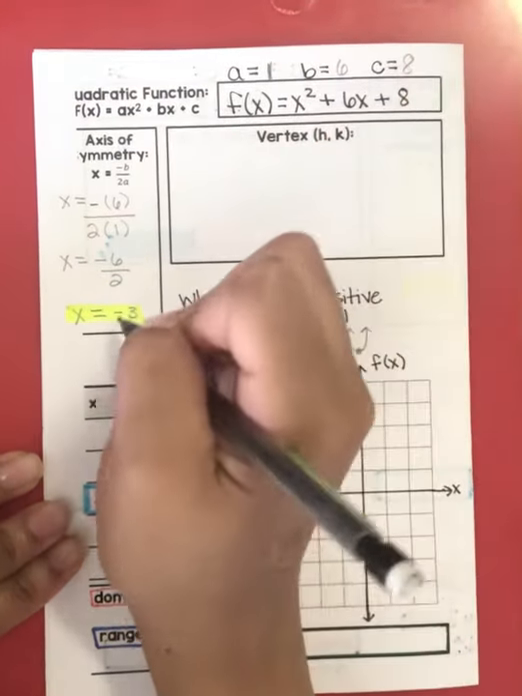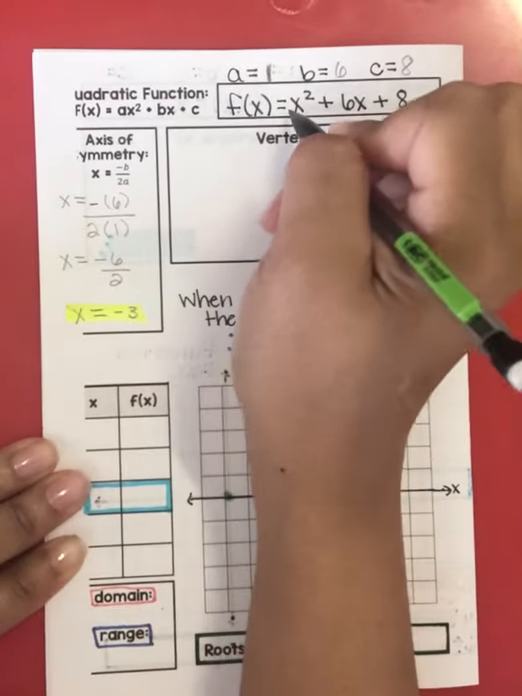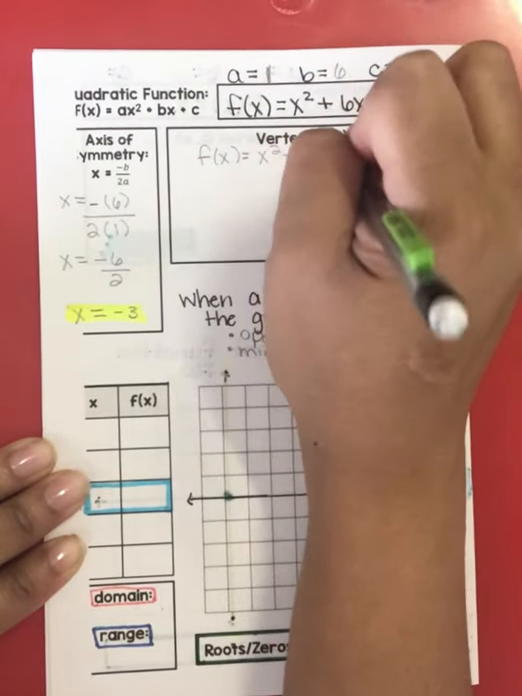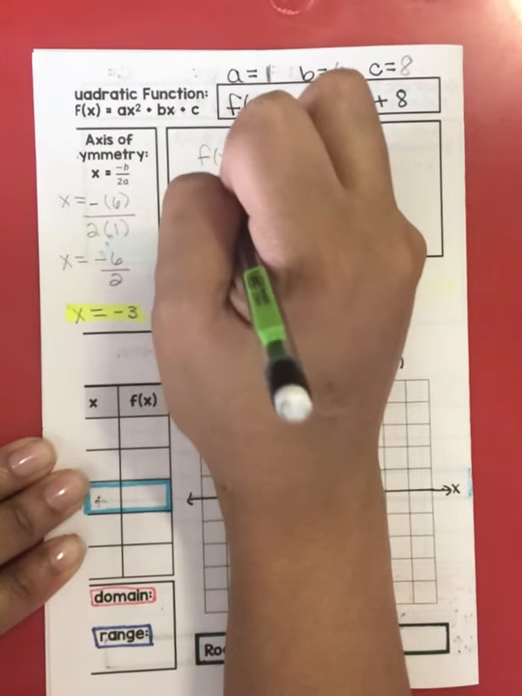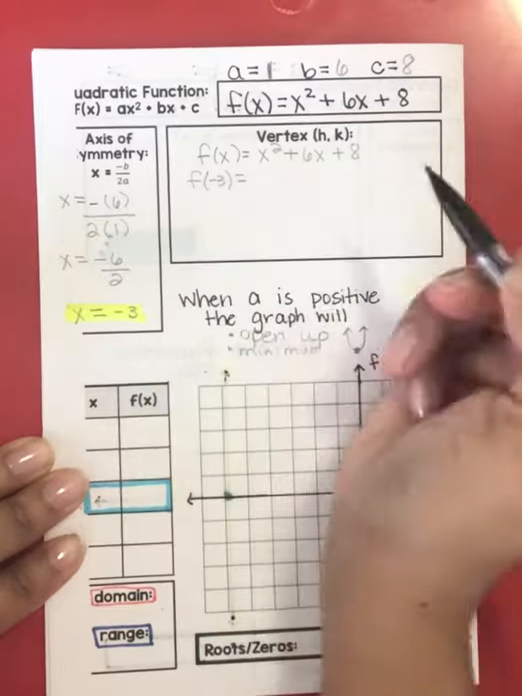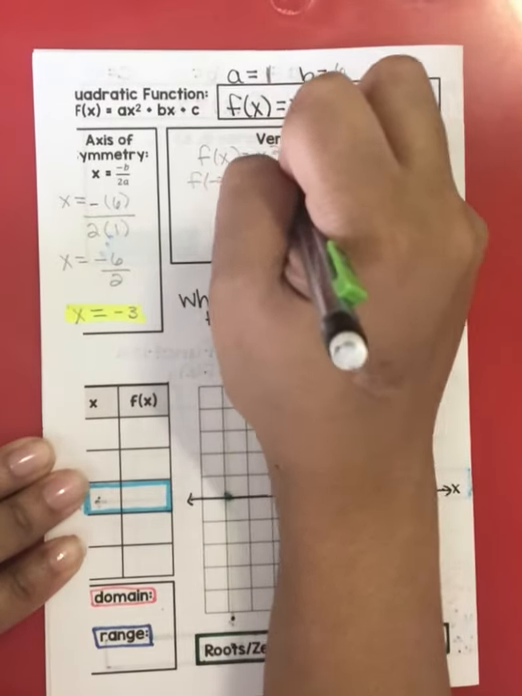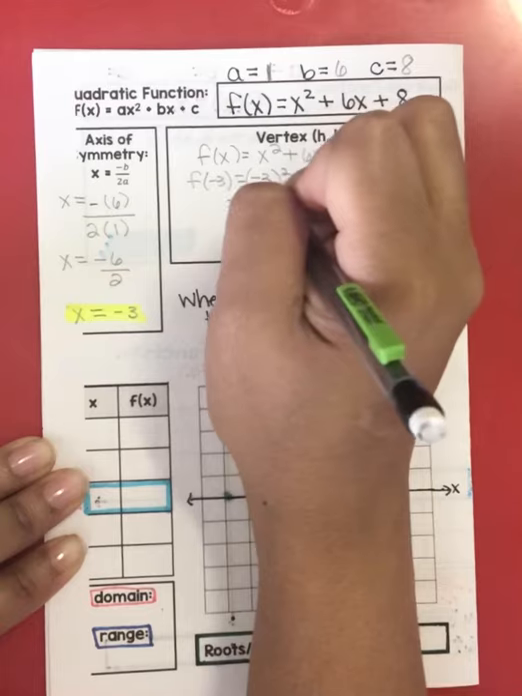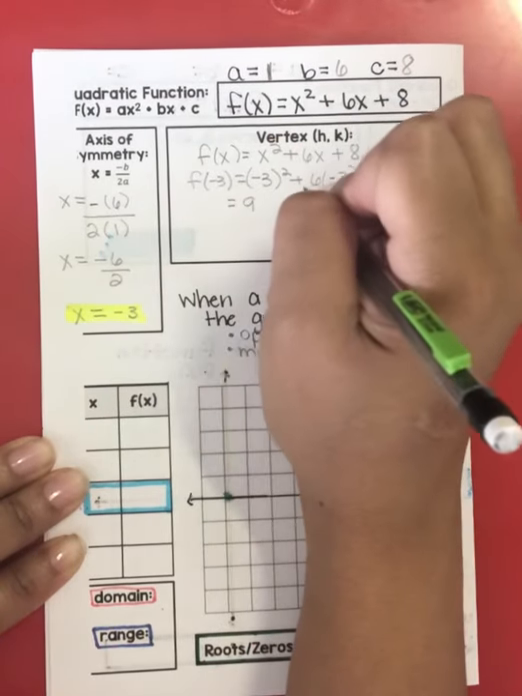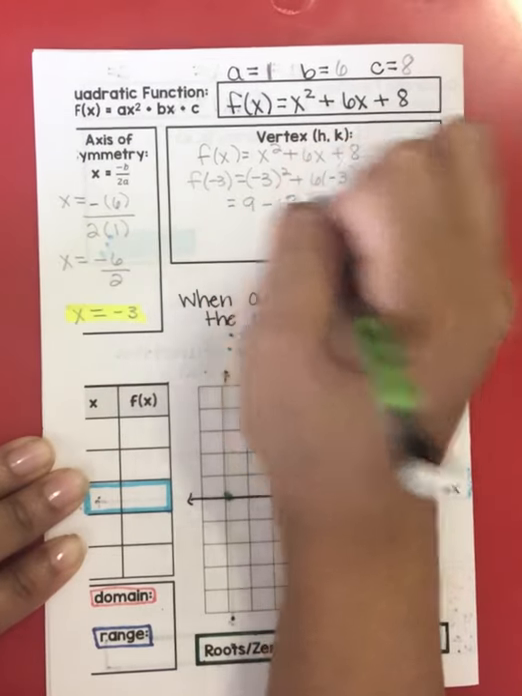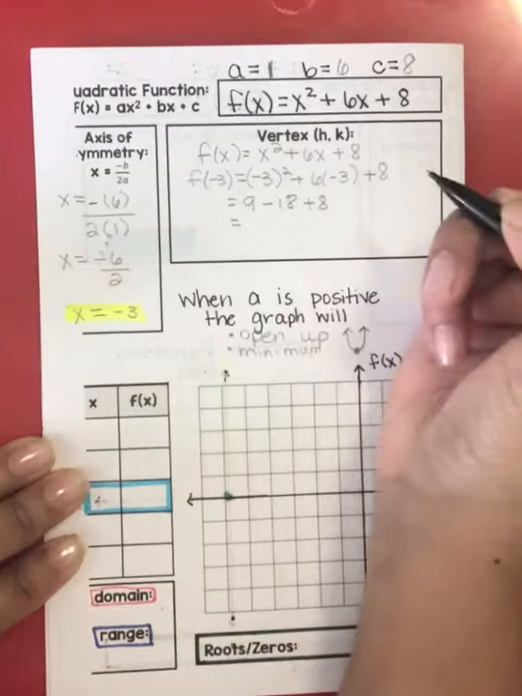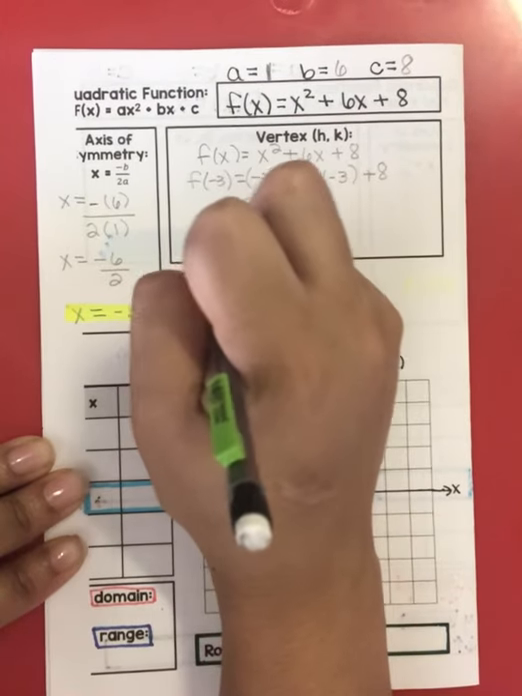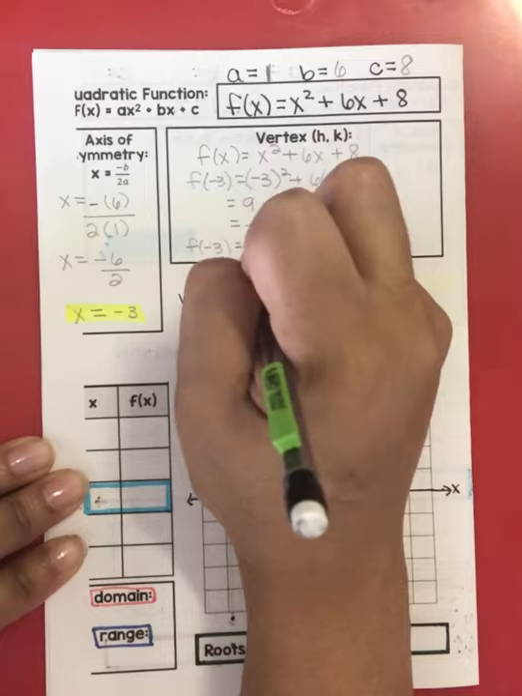I now take my axis of symmetry, x value, and I substitute it in my function for x. I'm going to use function notation, and wherever I see an x, I'm going to substitute a negative 3. And now I'm just going to simplify. Negative 3 squared is a positive 9. A positive 6 times a negative 3 is a negative 18 plus 8. Just going to do a little order of operations. 9 minus 18 is a negative 9 plus 8. And negative 9 plus 8 is a negative 1.